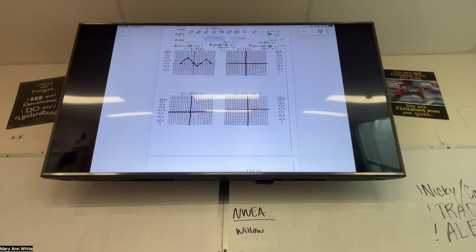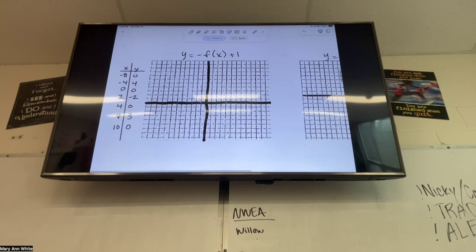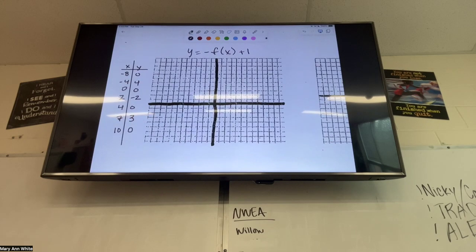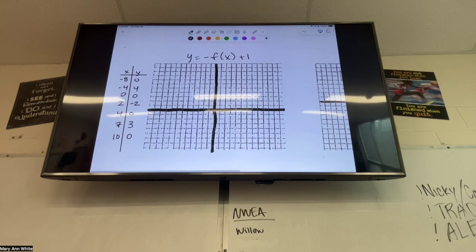I want to do this bottom left one first, because I think it's the harder of the 3 on the front page. Okay. Help me out. What does that negative do out front? Flips it how? Am I multiplying my x's or my y's by negatives? Y's. So I'm going to do -1 times all my y's. What does this 1 do to my graph? Moves it up 1. So I'm going to do y plus 1.